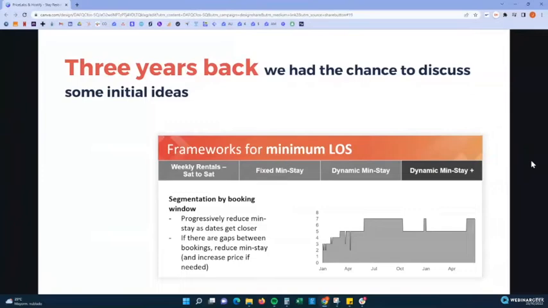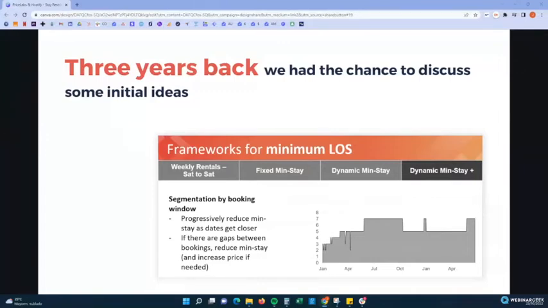So you can create progressive minimum stays. You can have minimum stays depending on the booking window. You can have minimum stays depending on the dates, depending on the weekend versus weekday. You can have minimum stays per season. You can have minimum stays depending on where your client is coming from. Not in every system, not in every situation, but you can do all of this if you want.